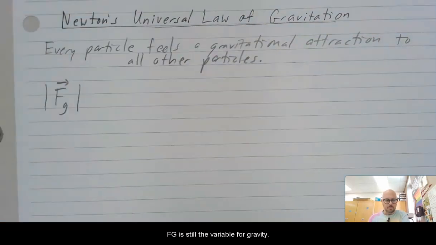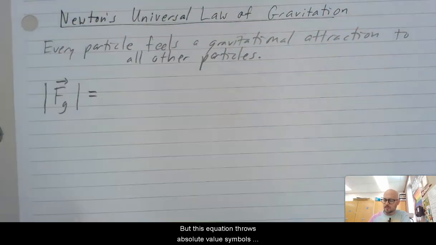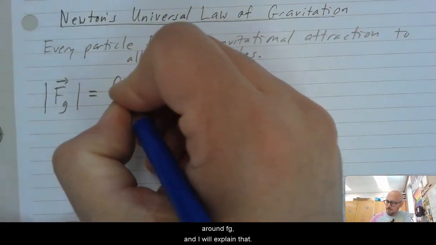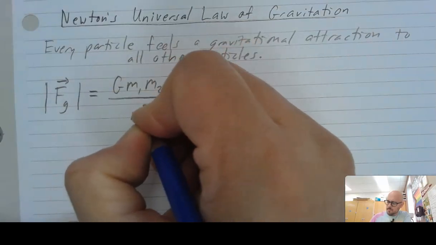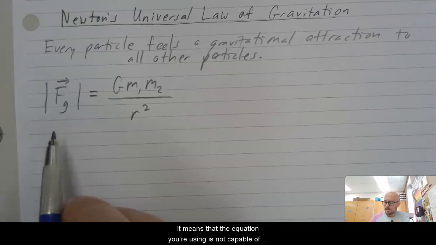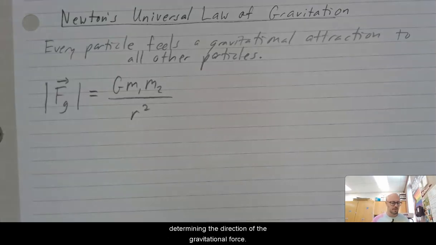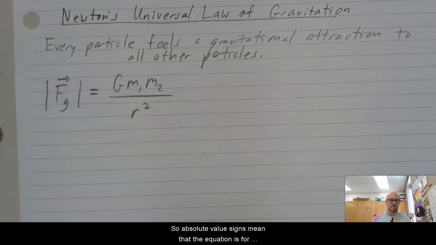Fg is still the variable for gravity, but this equation throws absolute value symbols around Fg. And I will explain that. But here's the whole equation. When you see absolute value signs around a vector, it means that the equation you're using is not capable of determining the direction of the gravitational force. It is only capable of showing you the magnitude. So absolute value signs mean that the equation is for the magnitude of the force, not the direction.